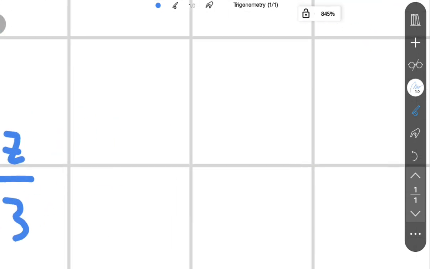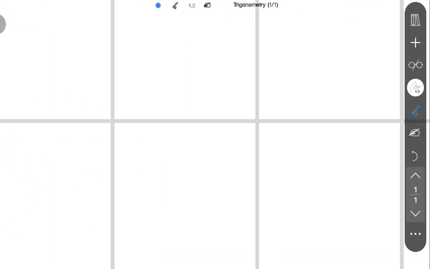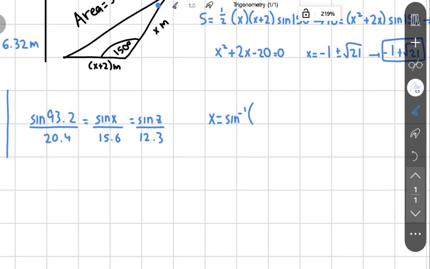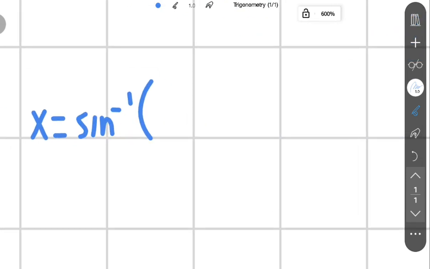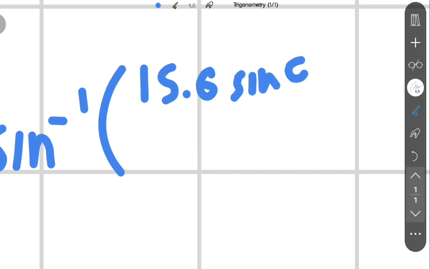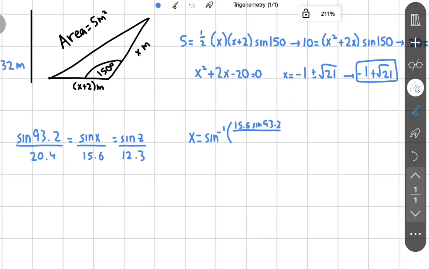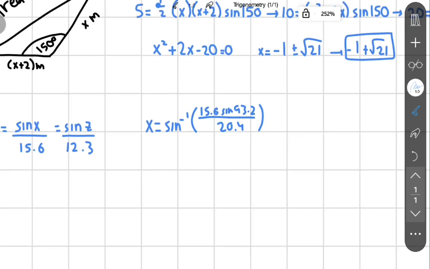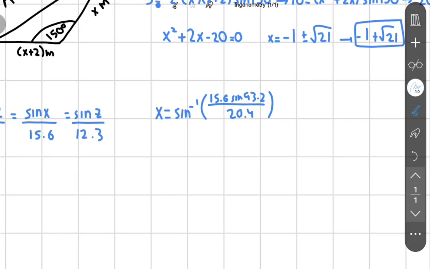So now I have x, what's happened? x equals sine inverse of 15.6 sine 93.2 over 20.4. Is that correct? Let me make sure. Since we're calculating missing angles, sine has to be on top. Yes, it seems to be correct.